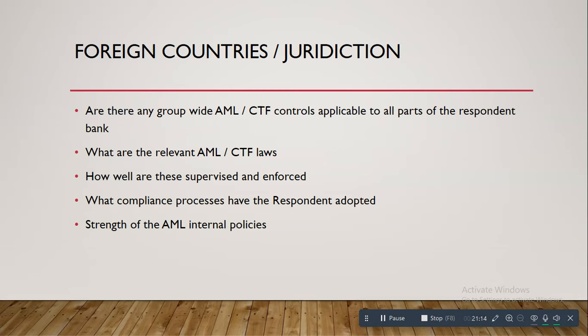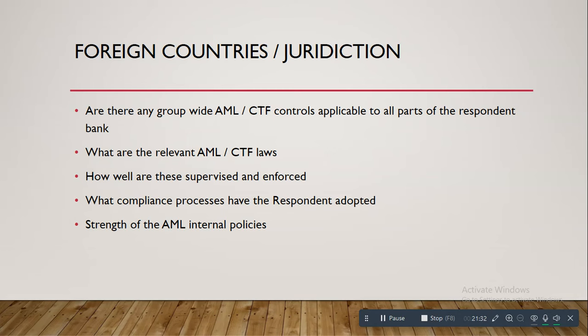What compliance processes has the respondent bank adopted or been following? And the strength of their AML internal policies: have they trained their employees? Are they conducting refreshers? Are they keeping records?